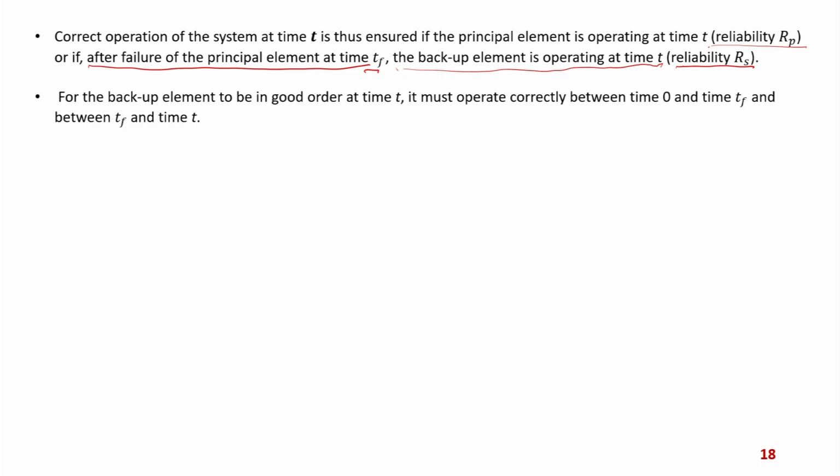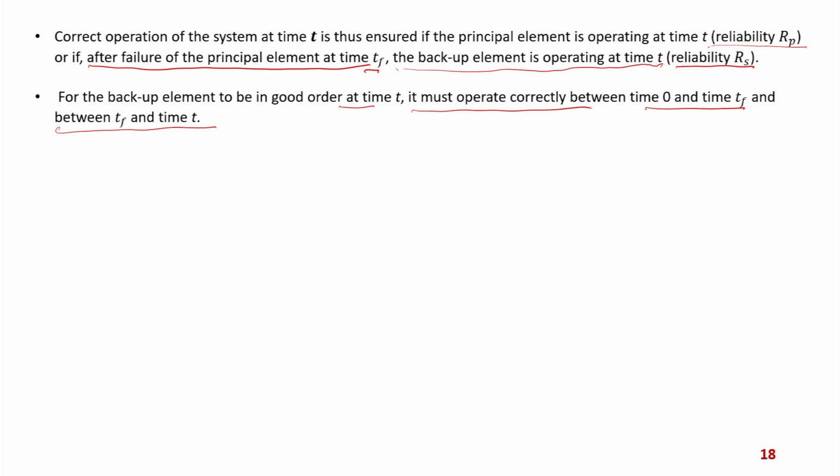So, for the backup element to be in good order at time t, it must operate correctly between time 0 to t f and between t f to t. What does it mean? That you have a main unit and a redundant unit. Now, the redundant unit also can fail during storage time, when it is inactive. So, what is the condition? That it should be in good condition when the main system has failed and the redundant system is going to start.